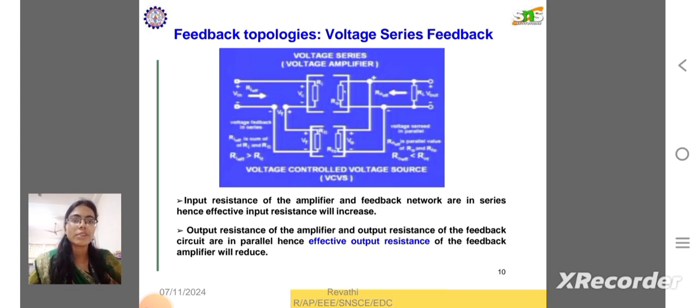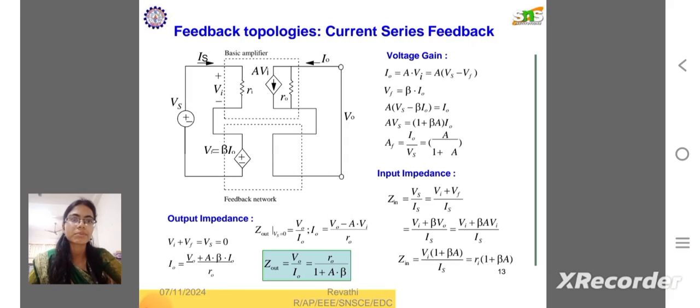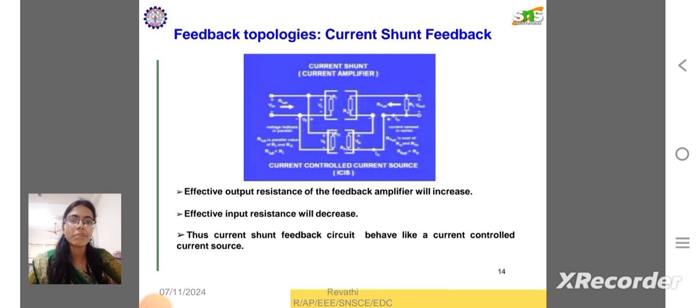In voltage series feedback topology, the input resistance of the amplifier and the feedback network are in series, hence the effective input resistance will increase. The output resistance of the amplifier and the output resistance of the feedback circuit are in parallel, hence the effective output resistance of the feedback amplifier will reduce. In current series feedback, the output resistance of the amplifier and the output resistance of the feedback circuit are in series, hence the effective output resistance of the feedback amplifier will increase. In current shunt feedback, the effective output resistance of the feedback amplifier will increase, and the effective input resistance will decrease.